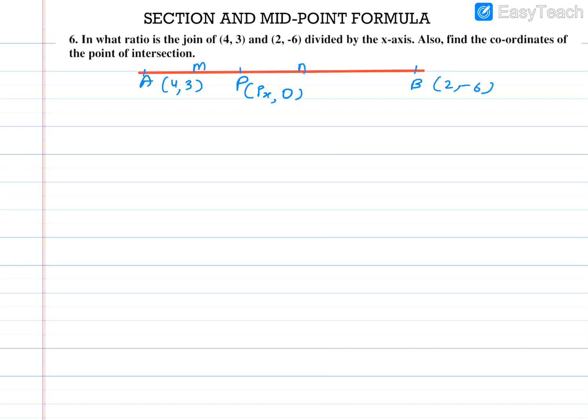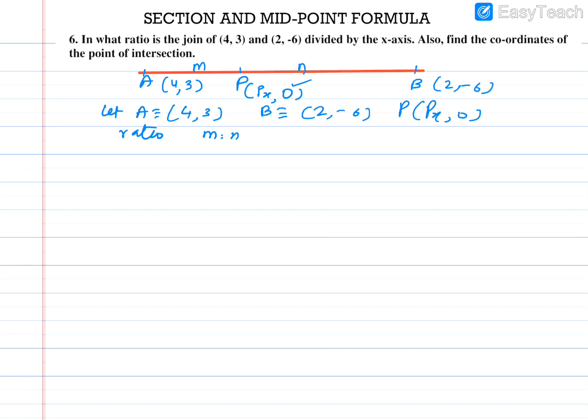Here I will write, let the ratio be m:n. Let A be the coordinate (4, 3), B be the coordinate (2, minus 6), and then P, the point of intersection, I can say P(x, 0), and the ratio I will write m:n. Now here first I will find the coordinate of y.